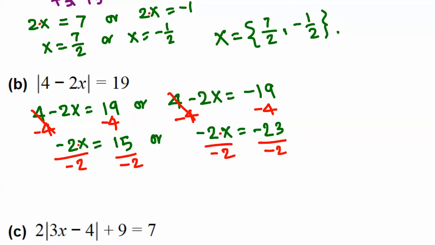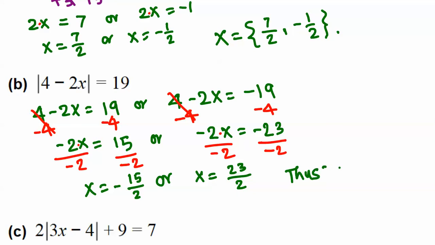The negative 2s cancel. So x equals, with the negative on the bottom brought to the front, negative 15 halves, 7 and a half, or the negative 2s cancel, so x equals 23 over 2, 11 and a half. Thus x equals negative 15 halves and 23 halves are the solutions. Let's do the last question.